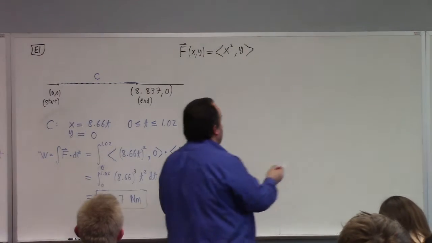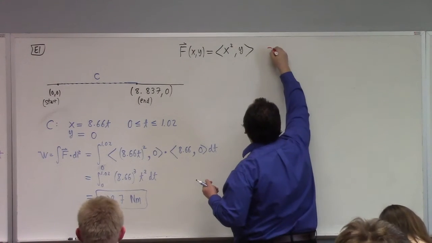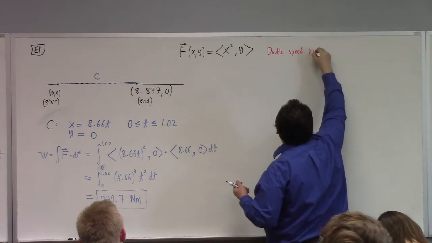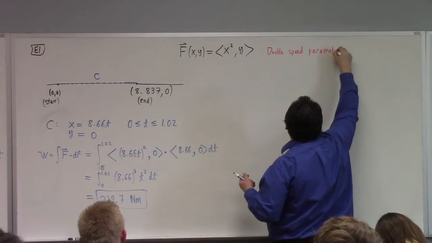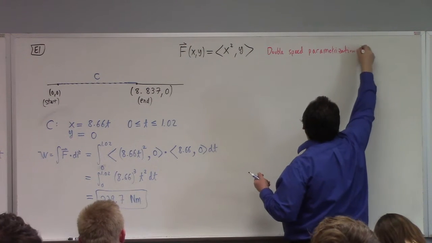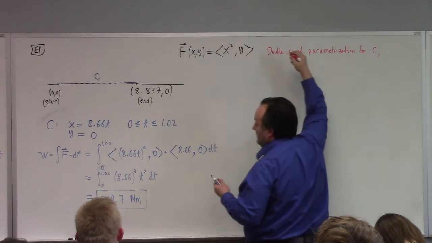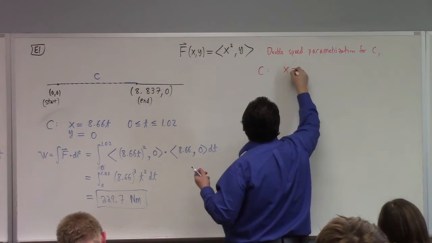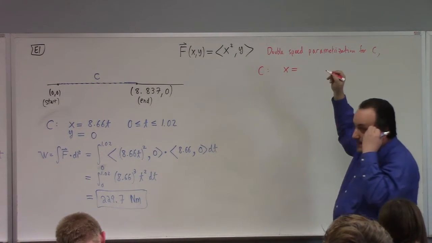Another parameterization. So let's double speed parameterization for C. So here, another way we could look at C is x is equal to, what's 2 times 8.66?